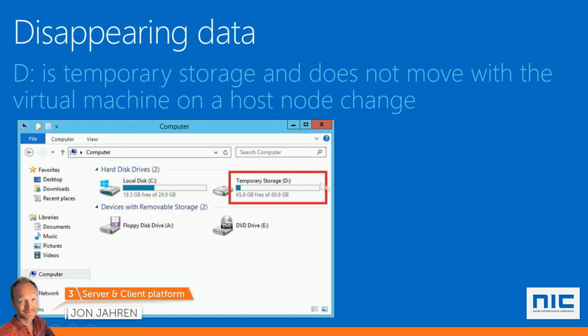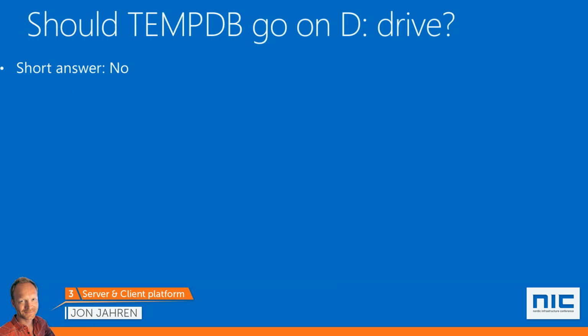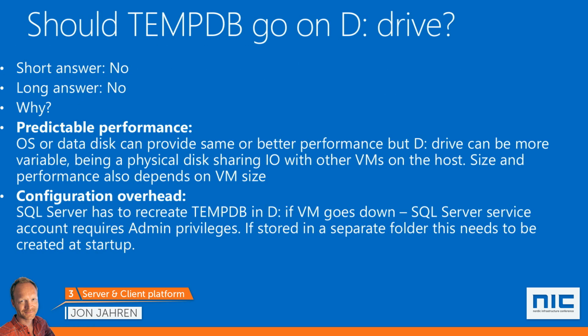So it is the best. So you shouldn't use production data there. You should only use the tempDB and buffer pool extension, but not the tempDB either if you're using availability groups. So the short answer is no. Predictable performance is even better if you have a separate data drive for this, but it depends on the specific configuration.